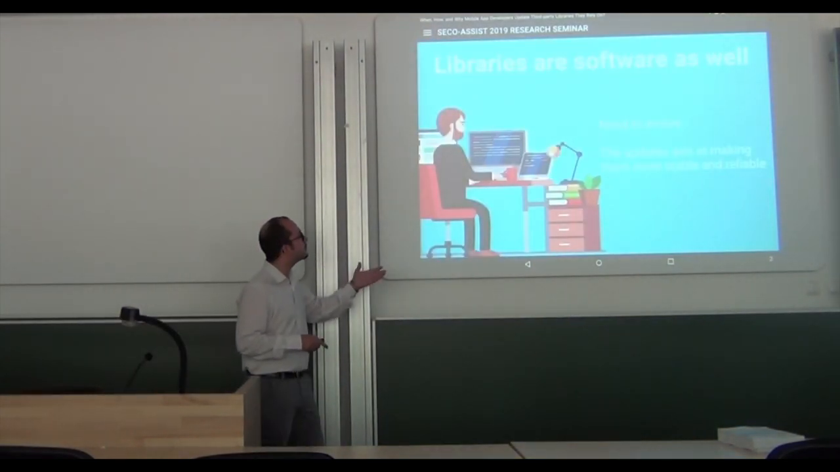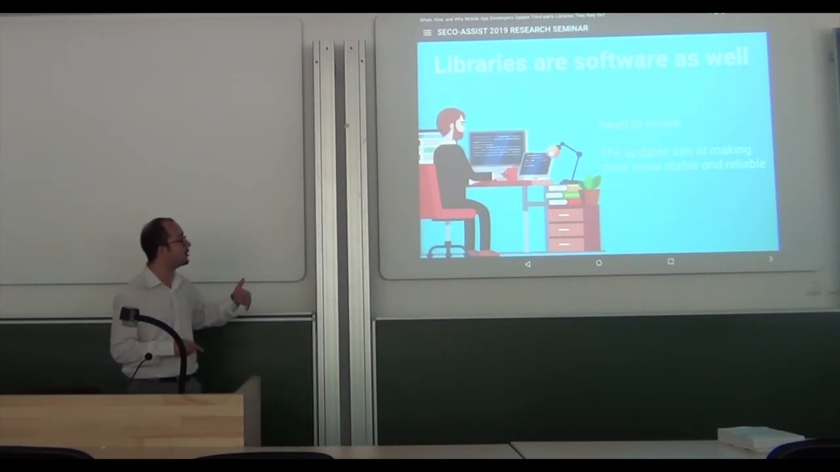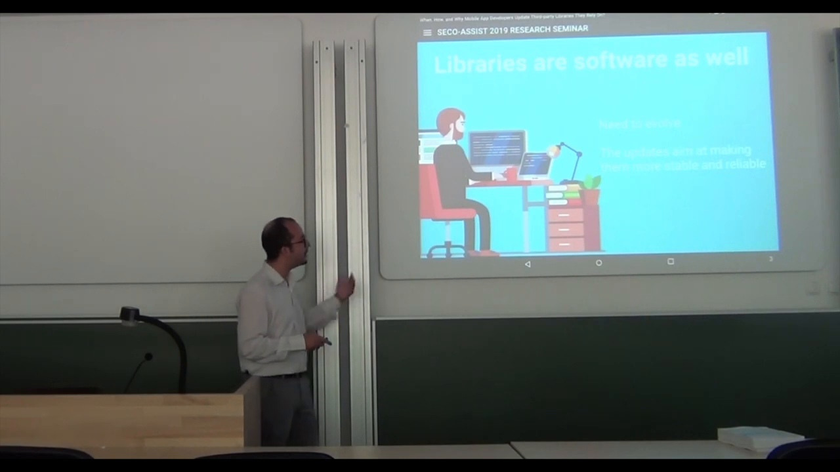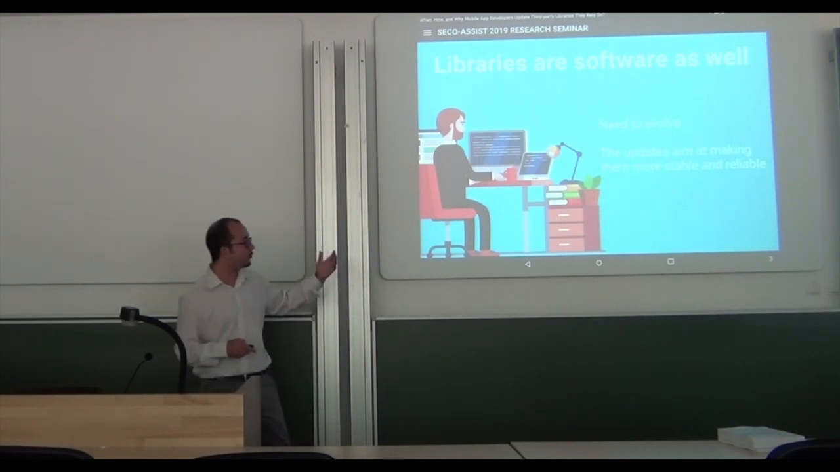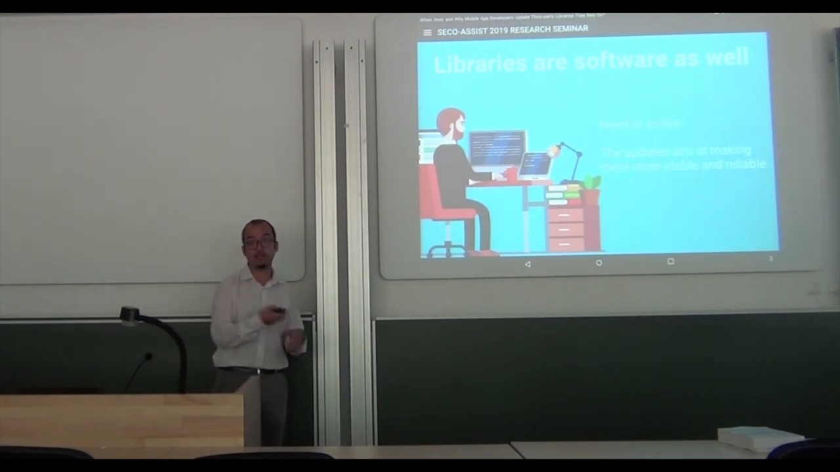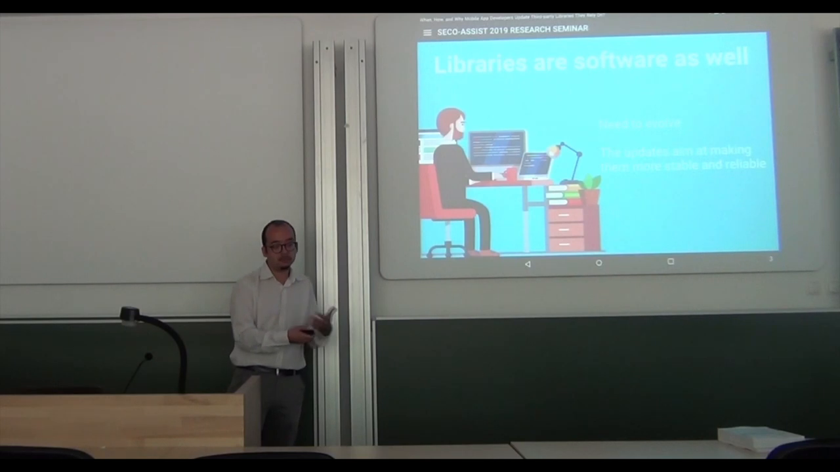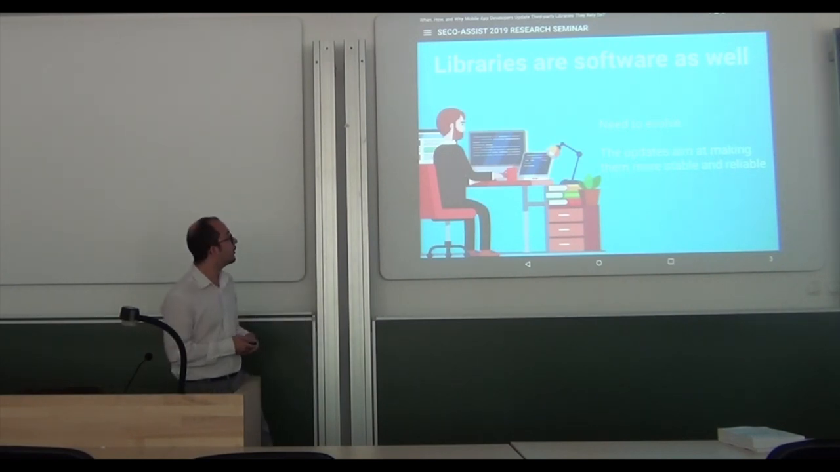But we also know that libraries are software as well. And so they need to evolve, and the updates aim at making them more stable and reliable. So over time, a library will produce new features, or will deprecate features, or will just update to deal with some bugs that you have, and to fix them.